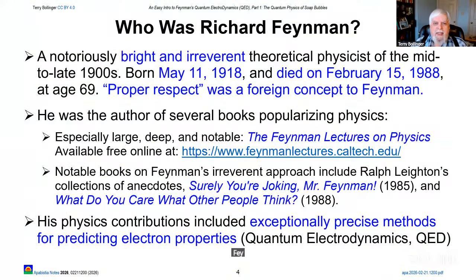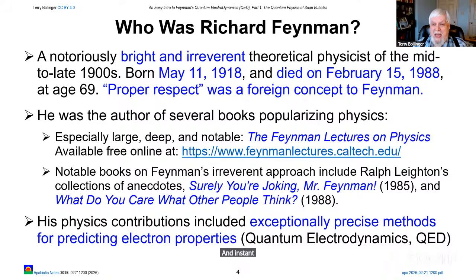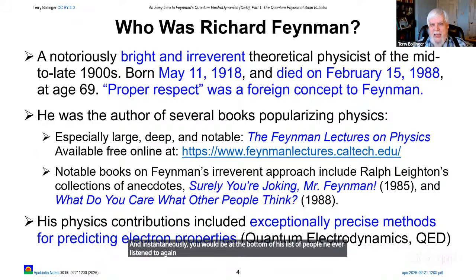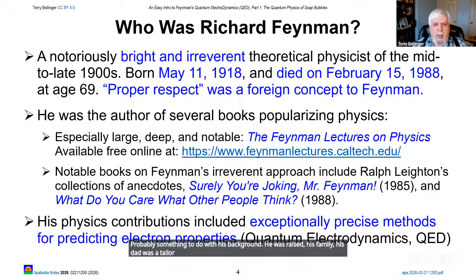Feynman was notoriously irreverent. If you wanted Feynman to disrespect you, it was very easy. All you had to do is tell him, you need to respect me. And instantaneously, you would be at the bottom of his list of people he ever listened to again. This was just an inherent characteristic of Feynman, probably something to do with his background. His dad was a tailor. When he was young, he considered himself an ordinary person who had unusual interests.